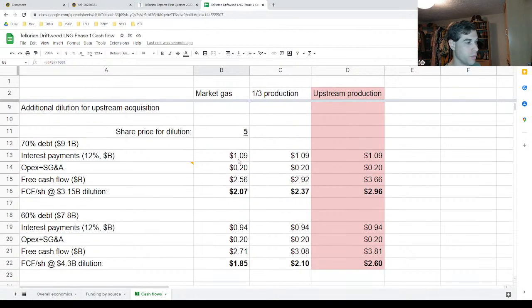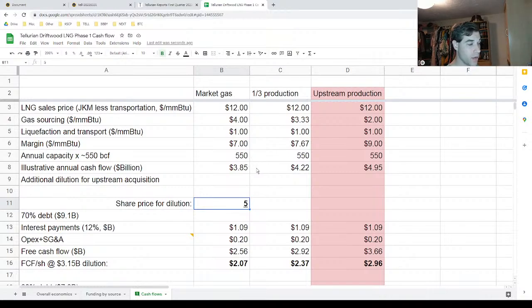And then I have the model here both for the 70% debt situation and the 60% debt situation in terms of what the interest payments are. I have just a line item here for the OPEX and SG&A to subtract off. And then I have a rough estimate of what their overall cash flow is in absolute dollars. And then I divide that by the estimated share count, given how much dilution is needed at this particular share price to cover the remainder that is not funded by debt. So I know that was a lot. That's how my model works out. Feel free to rewind it, or pause the video if you want to look through that. Hopefully it all made sense to you.